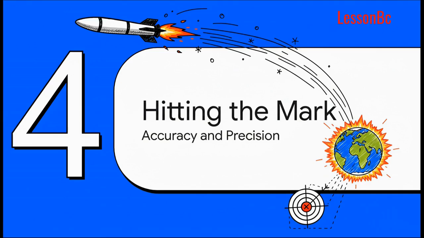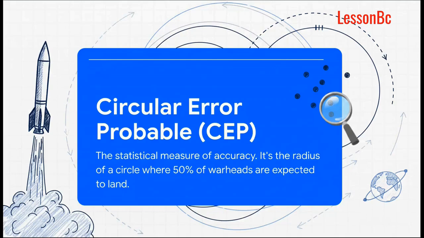Well, it all comes down to getting everything perfect right from the very beginning. Missile accuracy is measured with a term called circular error probable, or CEP. Basically, it's the radius of a circle where you can expect 50% of the warheads to land. And getting that circle to be as small as possible requires unbelievable precision from the guidance system, all the way back in that very short boost phase we talked about.